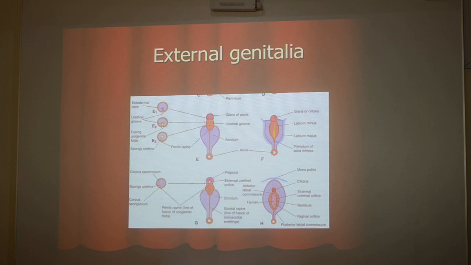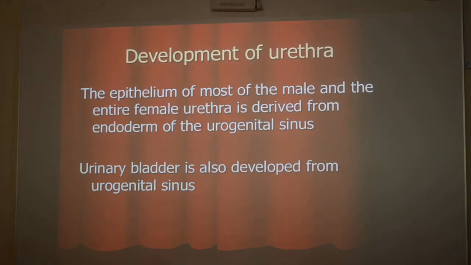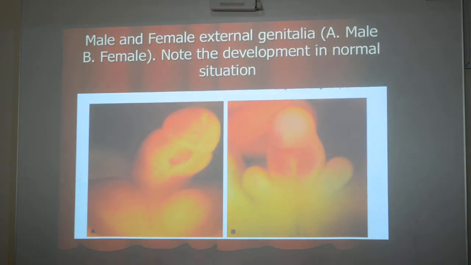You can see the moment it is growing up, you can see this growing up, this one, the tubercle is growing, this is also pushed up over there. And this is exactly the same external genitalia, male and female, shown over there. Development of the urethra. Okay, so you can see the male and the female are coming from the urogenital sinus. Urinary bladder is also developed from the urogenital sinus. Now here is the male and the female.